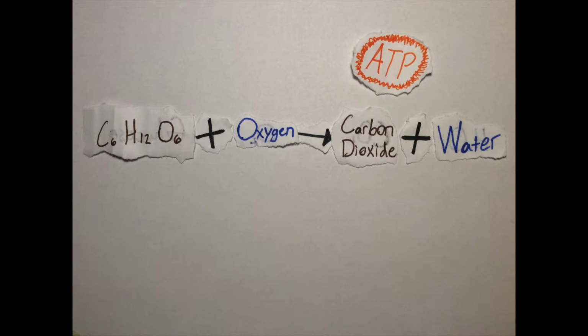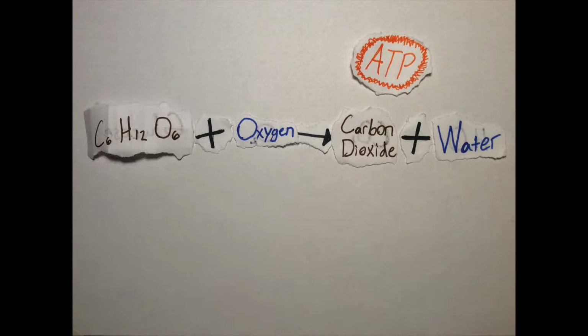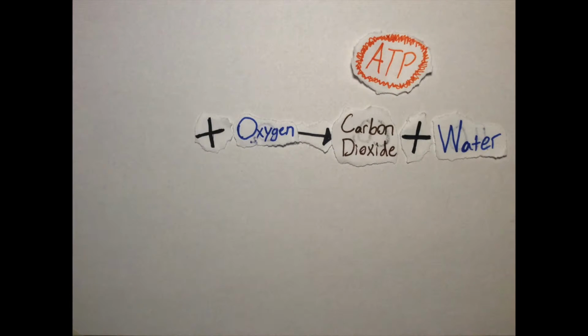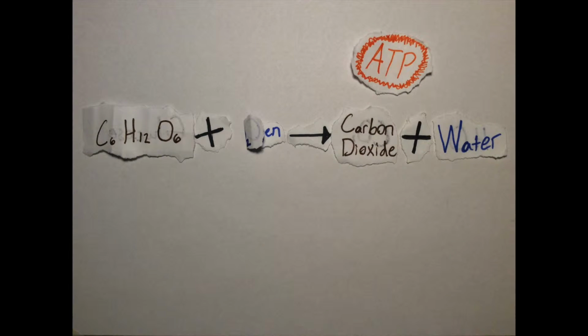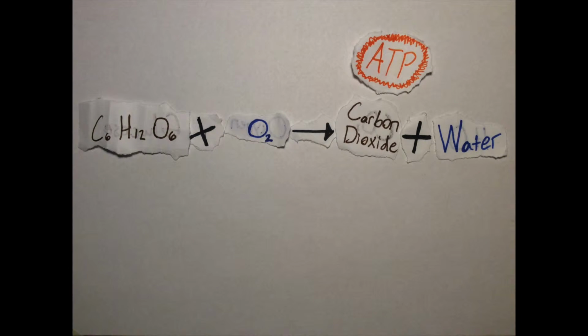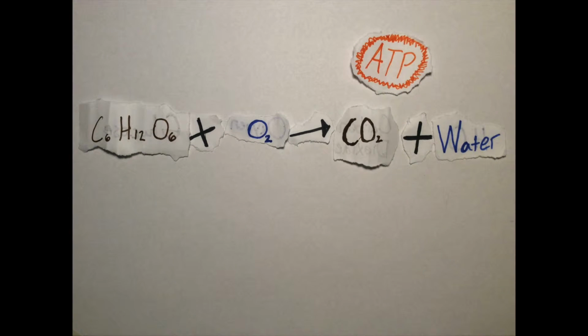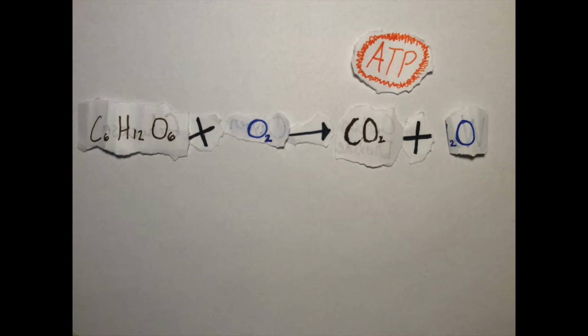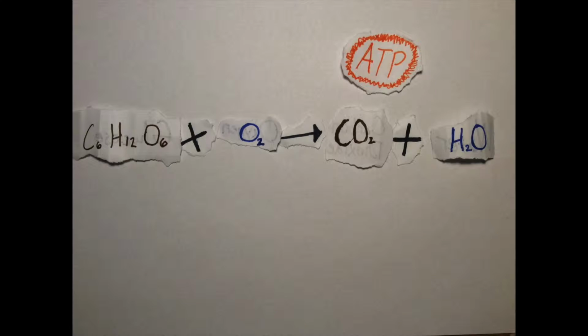Glucose is made up of 6 carbon atoms, 12 hydrogen atoms, and 6 oxygen atoms. Oxygen is just made out of 2 oxygen atoms. Carbon dioxide is made up of 1 carbon atom and 2 oxygen atoms. And water, you've probably heard this before, is H2O. That means it has 2 hydrogen atoms and 1 oxygen atom.